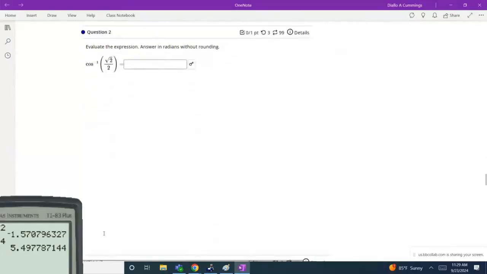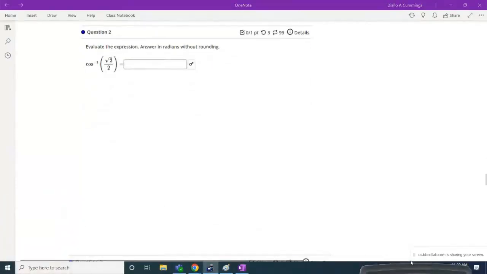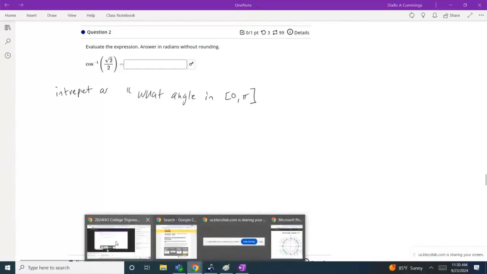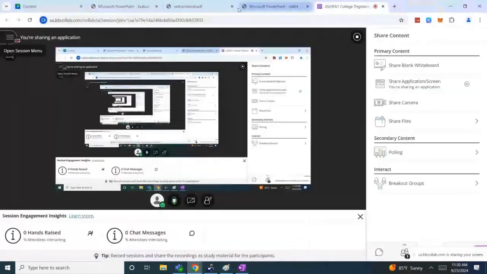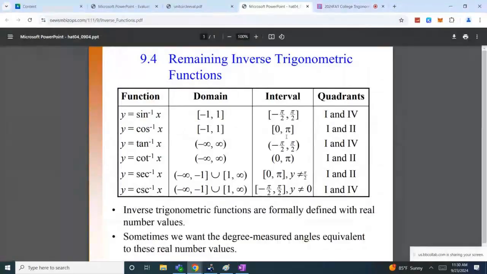Let's take a look at another example. It says evaluate the expression, the arc cosine of square root of 2 over 2. So we're going to interpret this as what angle in the interval from 0 to pi, because notice for the arc cosine, our interval changes from 0 to pi.